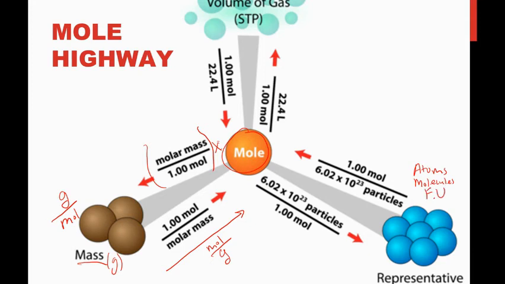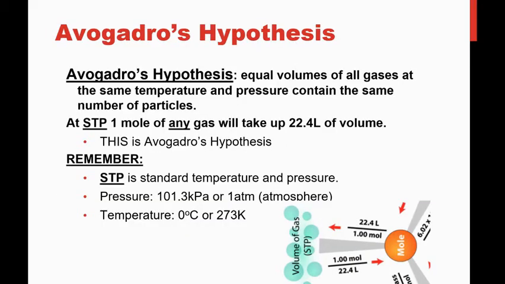Okay, if I'm going to representative particles, I'm going to have my 6.02 times 10 to the 23rd particles on the top. If I'm going away from them, I'm going to have my 6.02 times 10 to the 23rd particles on the bottom. And then on the top here, this is something that we have not talked about yet, and this is going to be in our next slide. But at STP, standard temperature and pressure, 1 mole of any gas takes up 22.4 liters. So let's look at that.